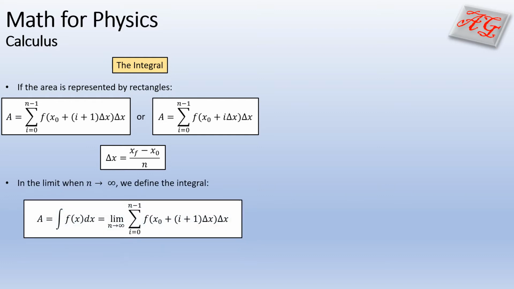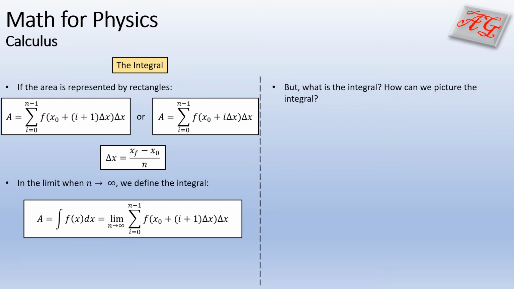So in the limit when n tends to infinity, we define the integral. The sign for the integral looks like an elongated S that stands for continuous sum. But how do we represent the integral? Is there any relation of the integral with the derivative that we can use to simplify our calculation? And the answer is yes.